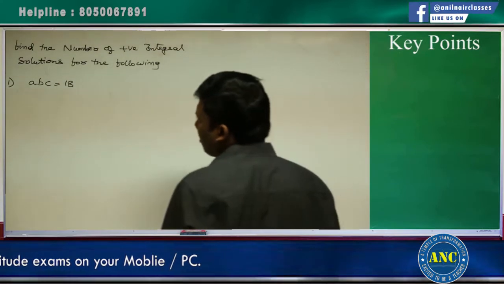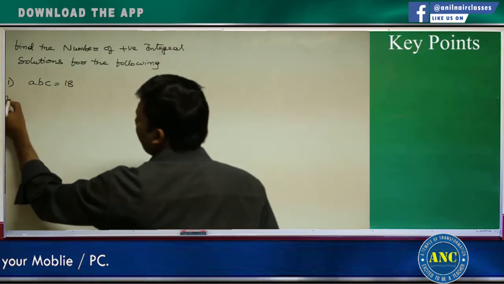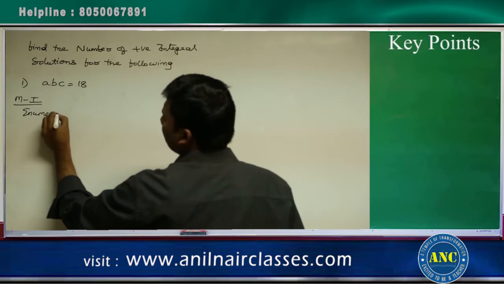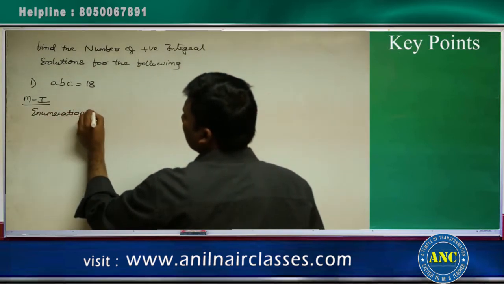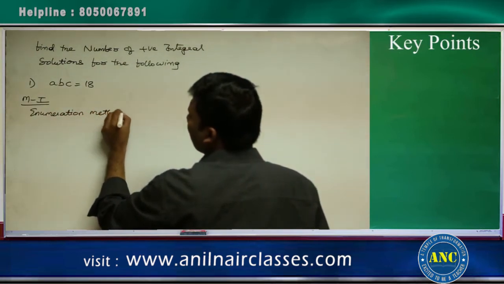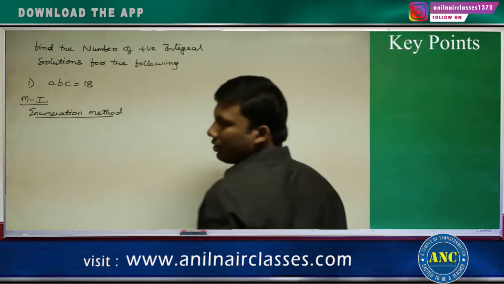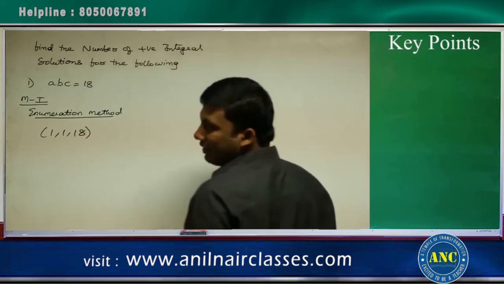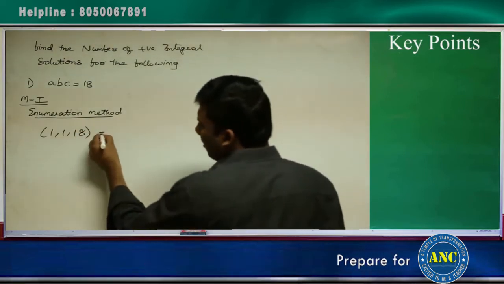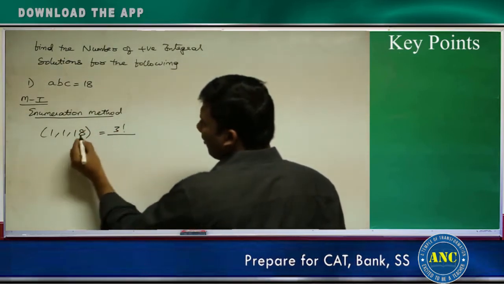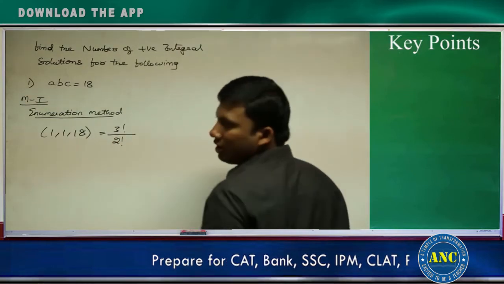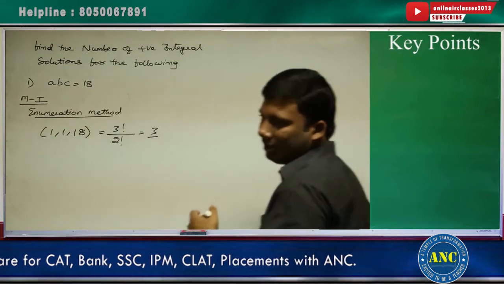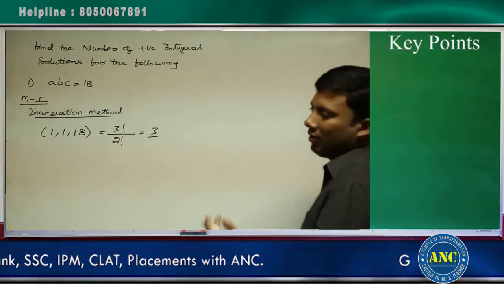Positive integral solutions. Now, method 1: the enumeration method. Just by enumerating the values of ABC, you will get it. Now, see, 1, 1, 18. 1 into 1 into 18 is 18. These 3 numbers can be arranged among themselves in 3 factorial divided by 2 factorial, since 2 ones are identical, giving 3 ways. What are these 3 numbers? 1, 1, 18; 1, 18, 1; 18, 1, 1.